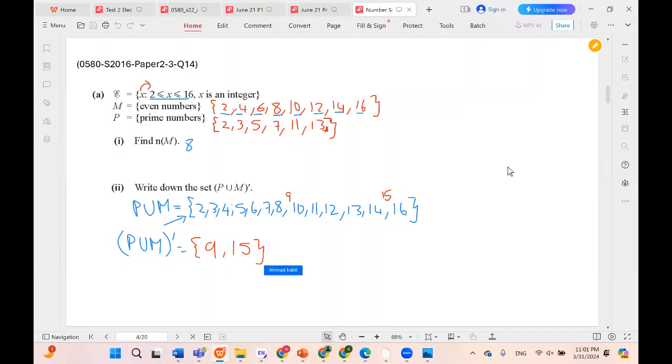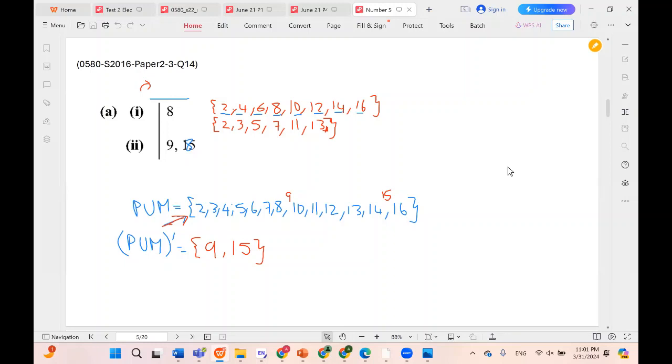This is why I meant to write down all the elements here in order, so that it becomes easy to spot the numbers that are missing from the set. So the answer to I is 8, and the answer to double I is 9 and 15.